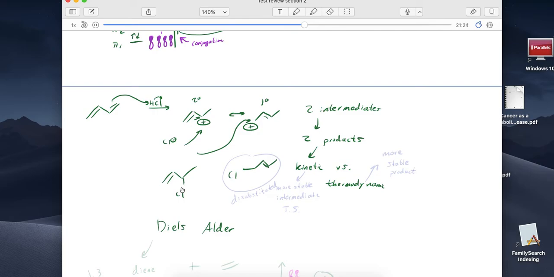So the kinetic is the one with the more stable intermediate. Or we could argue the transition state, TS, whereas thermodynamics gives us the more stable product. Which of those is the more stable? Oh, yeah, okay, sorry.